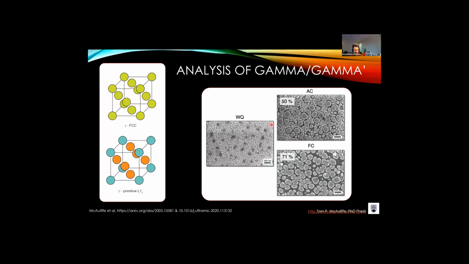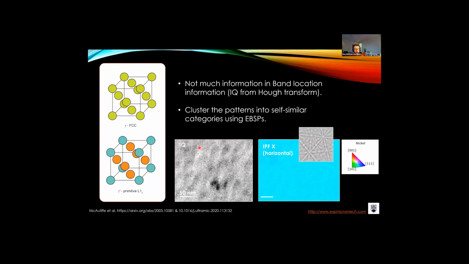And this is just showing effectively different cooling rates to show that we can control the ratio of, say, primary large gamma prime to tertiary, the very fine scale gamma prime that's present here. So we asked ourselves, could we use EBSD to classify and understand those crystal structures and phases?